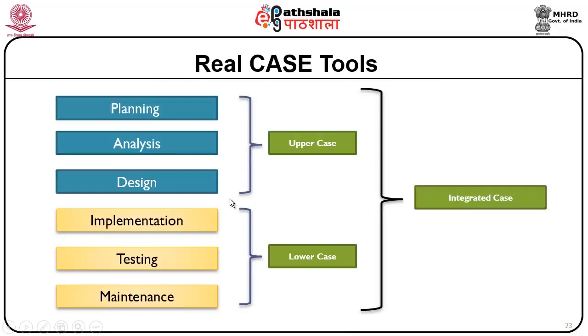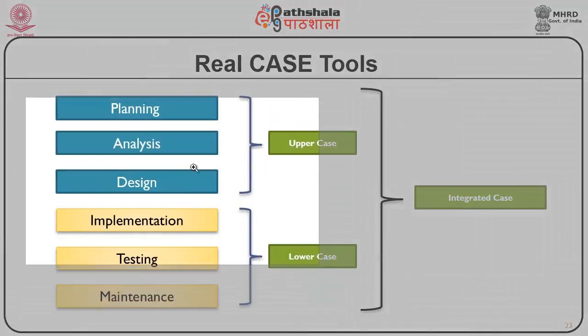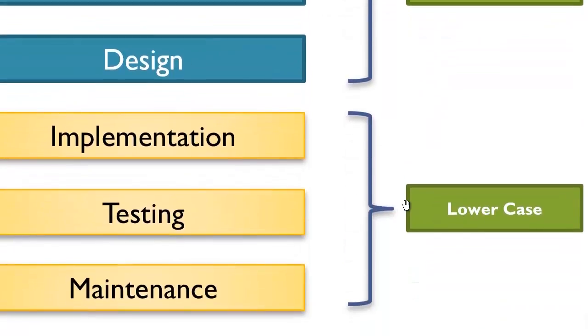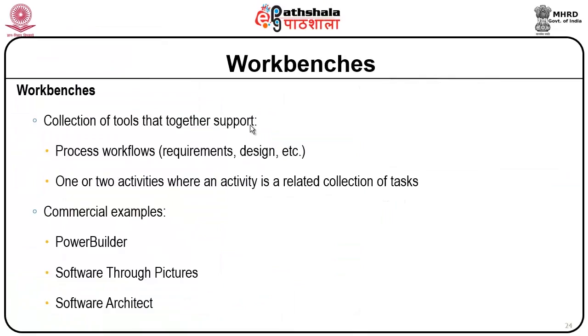You can infer from this diagram, upper CASE tools play a major role for planning, analysis and design. Lower CASE tools play a role for implementation, testing and maintenance. Workbenches: collections of tools that together support process workflows, for example requirements and design, and one or two activities, where an activity is a related collection of tasks. Commercial examples: PowerBuilder, Software Through Pictures, Software Architect.